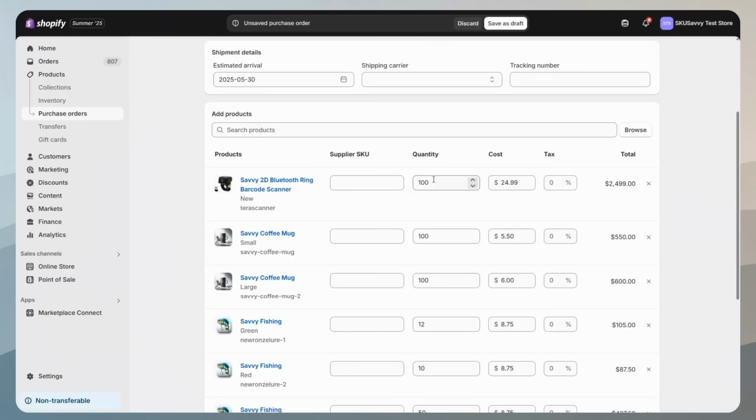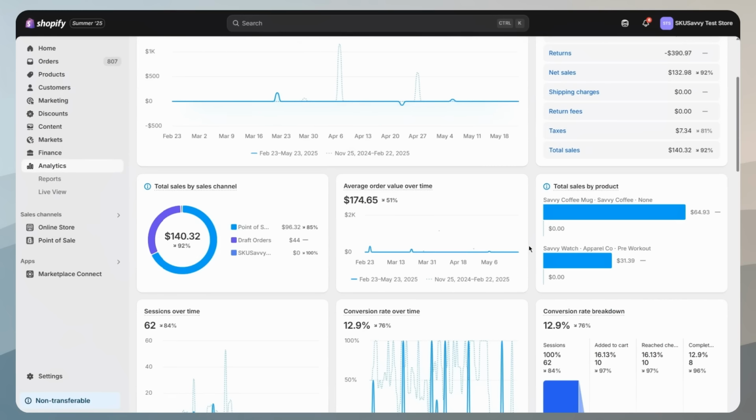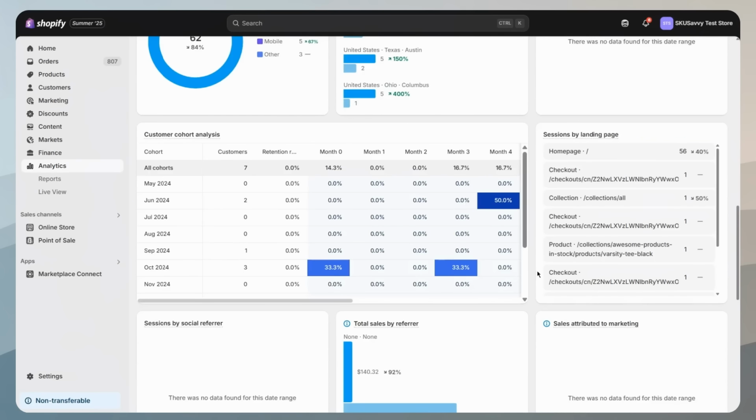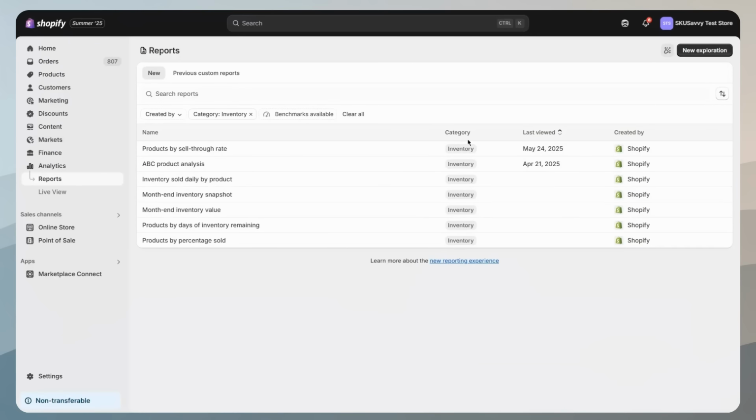Now, what you can do from Shopify is go over and look at some of the reports. So we can see, for instance, total sales by product might help us to get some of that information, or we could look down here at our products by sell-through rate. So if we jump over into some of the reports related to inventory, the most helpful report is really going to be products by sell-through rate. The other one that could also help us out is products by days of inventory remaining.